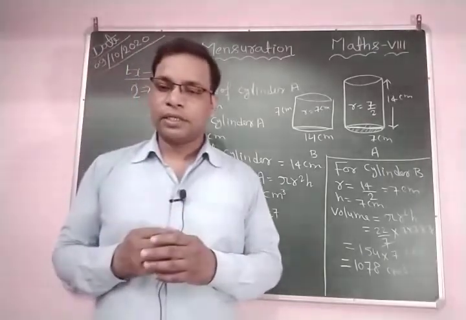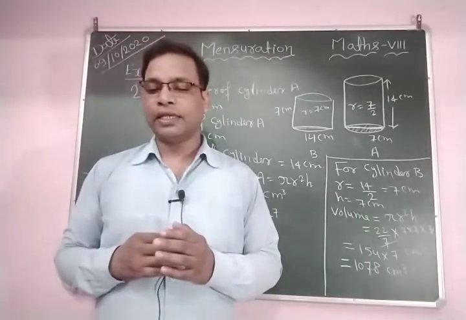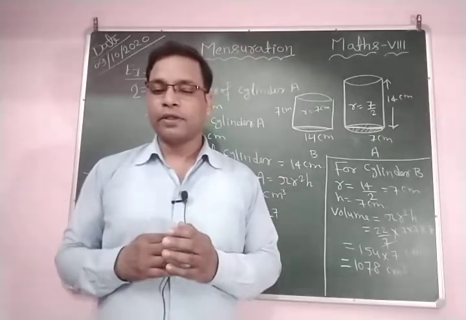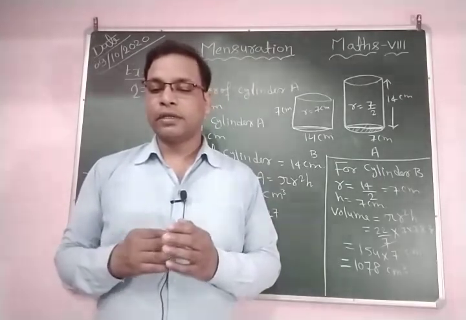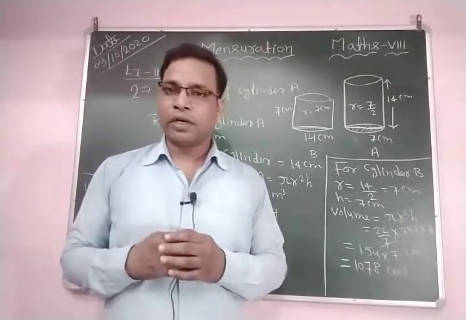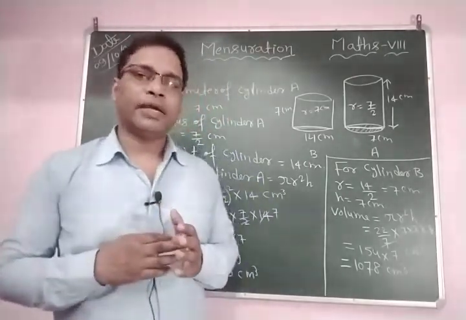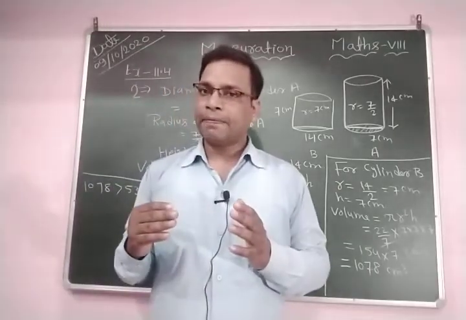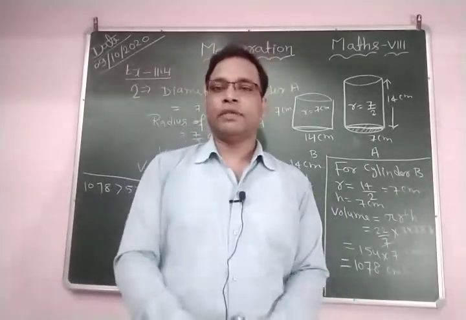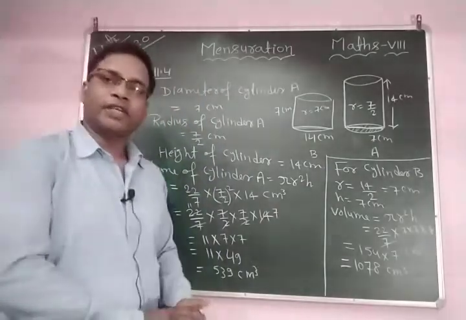Now the next part of this question is that we find their surface area, to see which cylinder has greater surface area. So how can we find surface area? Which formula do we use here? The surface area means the total surface area of the cylinder. For this we use 2 pi r into h plus r. So let's see how to find the total surface area of cylinder A and cylinder B, and after this we compare it.